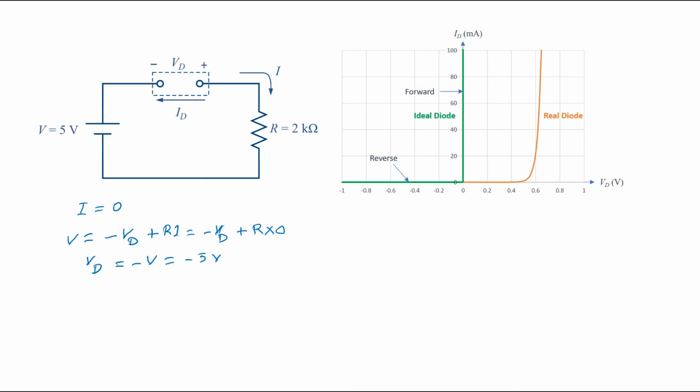This is very obvious because there is no current in the circuit, there is no voltage drop across the resistor, and all the applied voltage appears across the diode.